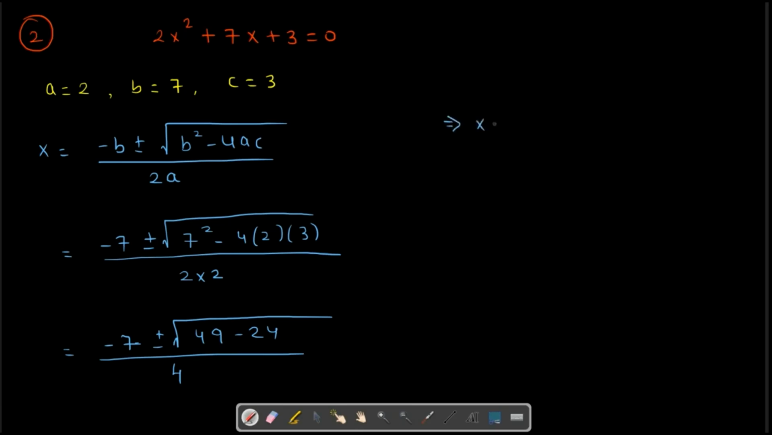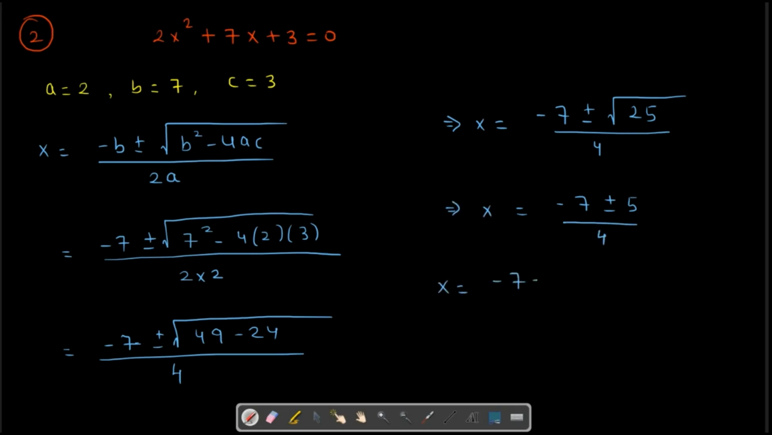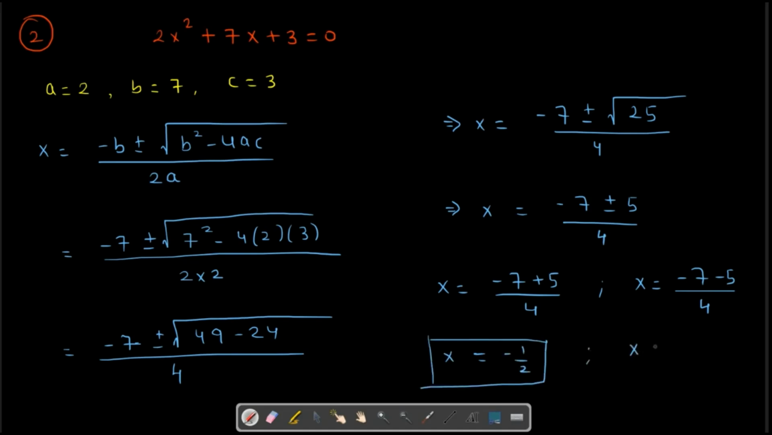So this further becomes x is equal to negative 7 plus minus the square root of 49 minus 24. I think it's 25, so we have 25 over here over 4. The square root of 25 is 5. So it's plus and minus 5 over 4. Likewise, we'll have two solutions. One is when we take the positive sign, so it's negative 7 plus 5 over 4. And once we take the negative sign, it's negative 7 minus 5 over 4. The first becomes negative 2 over 4, which is negative 1 over 2. That is the value of x. And the second becomes negative 12 over 4, which is negative 3, which is another value of x. So these are the two solutions for this quadratic equation.